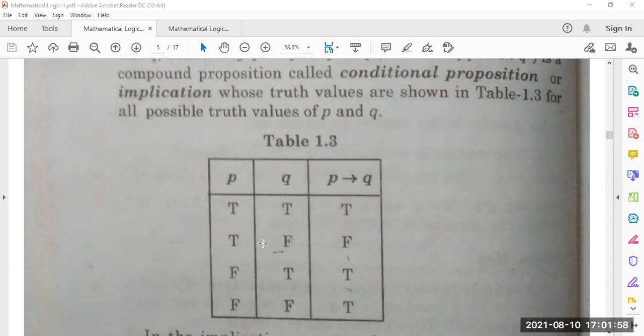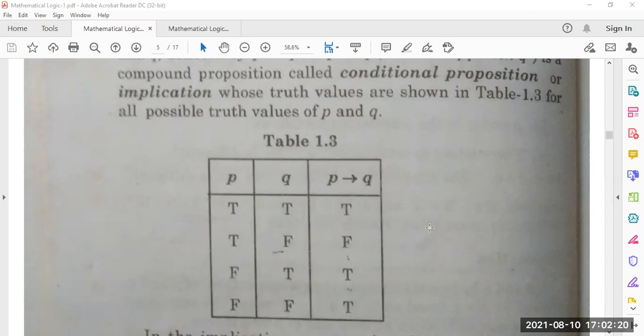True cannot imply false. False can imply true, that is T, and false, false is also T. Here only TF gives F. A true statement cannot imply a false one, but a false statement can imply a true one. That is the truth table of implication.